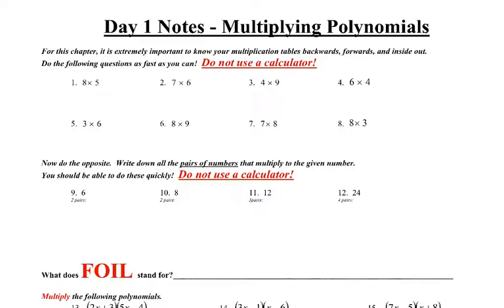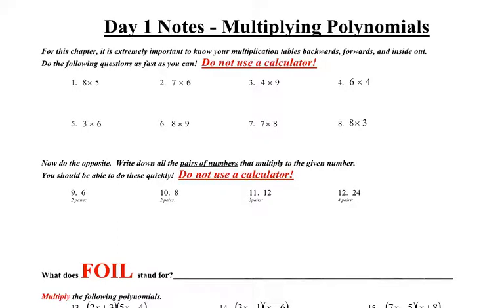So today we're relearning really how to multiply polynomials. This is something you've been taught before, but it's so important that we review it this year. In order to multiply polynomials, you need to know how to multiply numbers. You should know your multiplication tables at this point in your school career, backwards, forwards, and inside out.